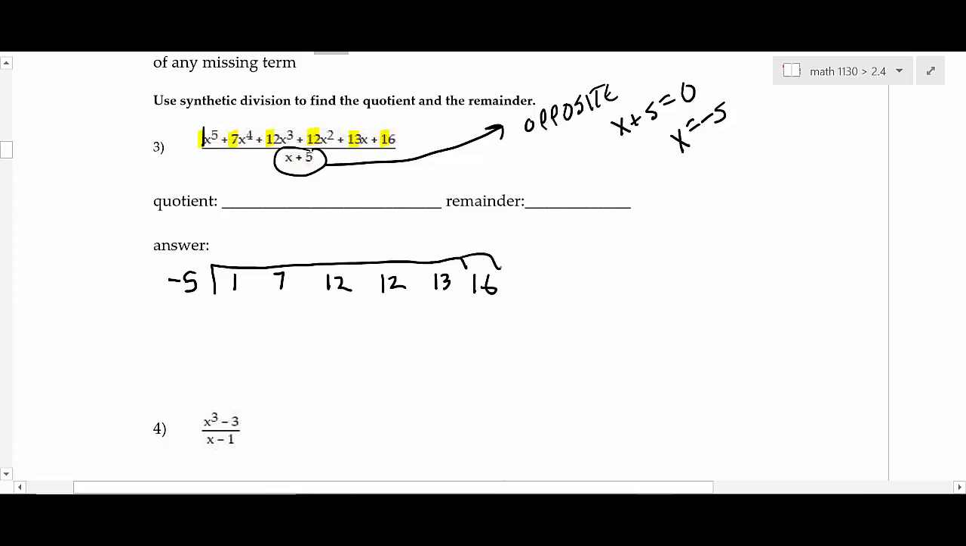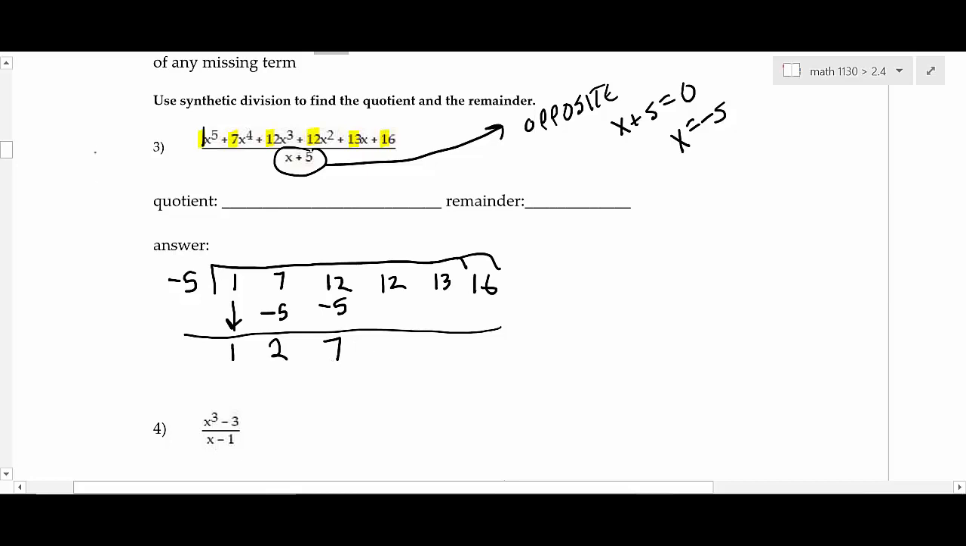Okay, so we're all set up, okay? Now, what you do is you follow this procedure. If you haven't done this in a while, it's a real simple procedure, so just pause me if you don't see what I'm doing. First thing you always do is you bring down the 1, okay? Then you always multiply. You take 1 times negative 5. 1 times negative 5 is negative 5, okay? Then you add the column. You always add the column. So 7 added to negative 5 is 2. And you do that over and over and over again. So now you do 2 times negative 5. Add the column.